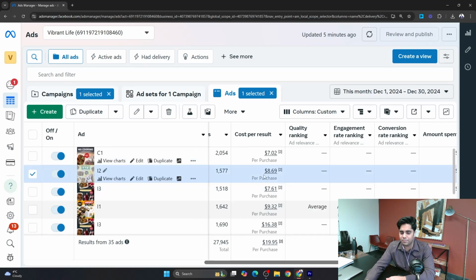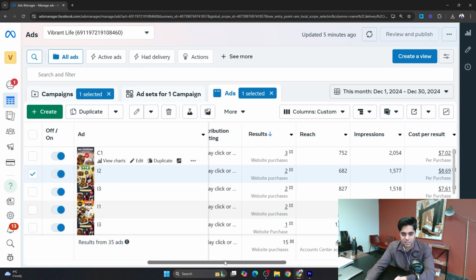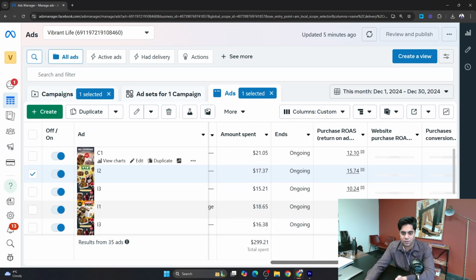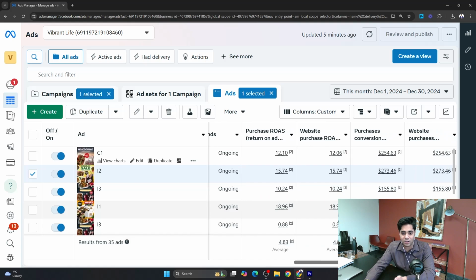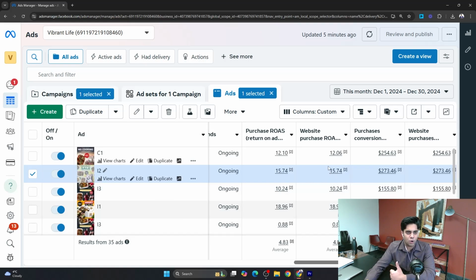This ad is getting purchases for $8.69. We're spending $8.69, guys. And we got 2 purchases, which means we spent $17, and we got $273 back out. I mean, how else can you turn $17 into nearly $300 in cash collected, right? Now you might be like, hey Saad, that is a ridiculous return. You just got lucky with that one particular ad. You would be correct. We did get lucky with that particular ad.